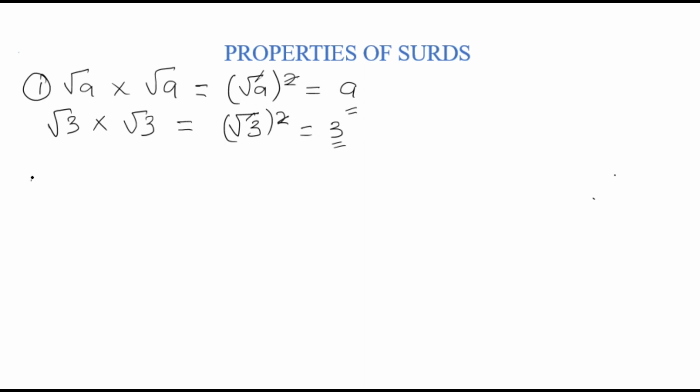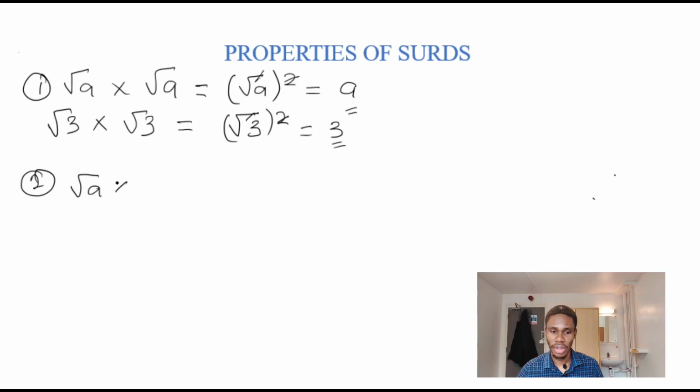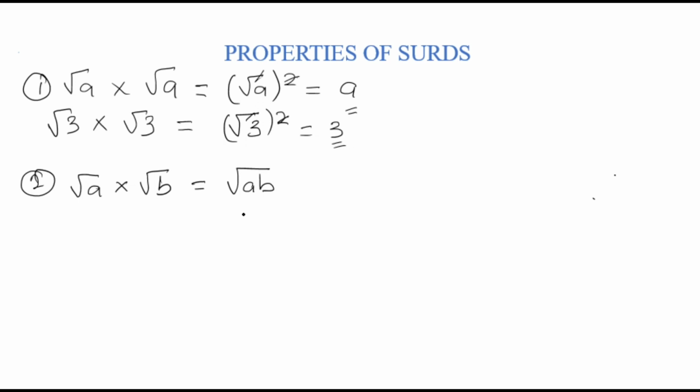Let's move on to property number 2. Square root of a times square root of b is equal to square root of ab. Over here you have 2 separate variables under 2 separate square roots. As long as they are multiplying, they can all come under one square root and multiply. Now these are just variables, and that is why it is ab. So let's take an example for you to see how exactly it is.